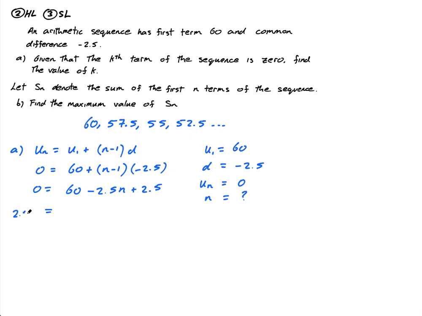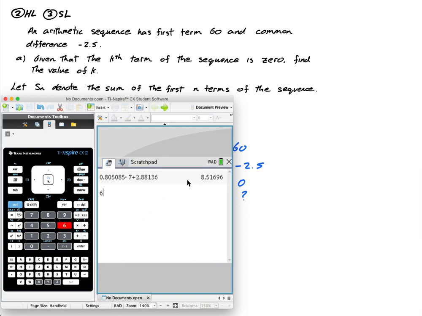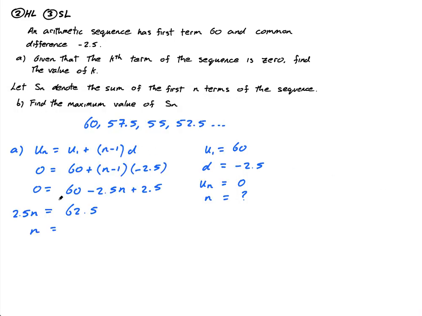This is equal to, well, I'm going to add this to this side. So 2.5n is equal to 62.5. And then n is equal to, you can do this with a calculator. In fact, guys, you could have done it from here with a calculator, but it's 62.5 divided by 2.5. Actually, I will do that with a calculator. 62.5 divided by 2.5 is equal to 25. Okay, I should have known that. So n is equal to 25. Therefore, k is equal to 25, because k is the value of n whose nth term is 0.